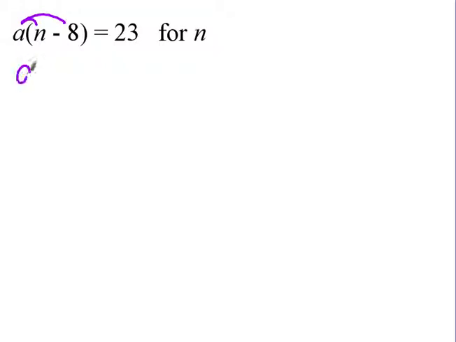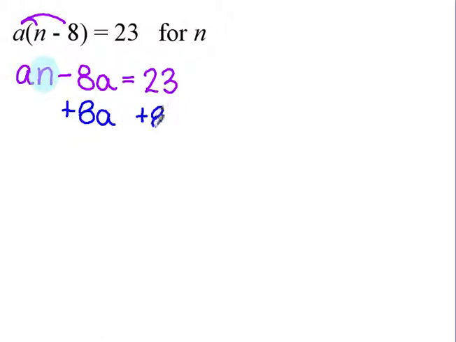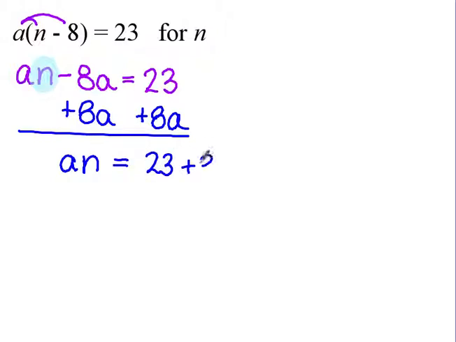So here I get an minus what? Equals 23. Now, remember, I want to solve this for n. I want to get the n all by itself. So what are you going to do first? Add 8a. So what do you have on the left side? An equals, yep, plus 8a.